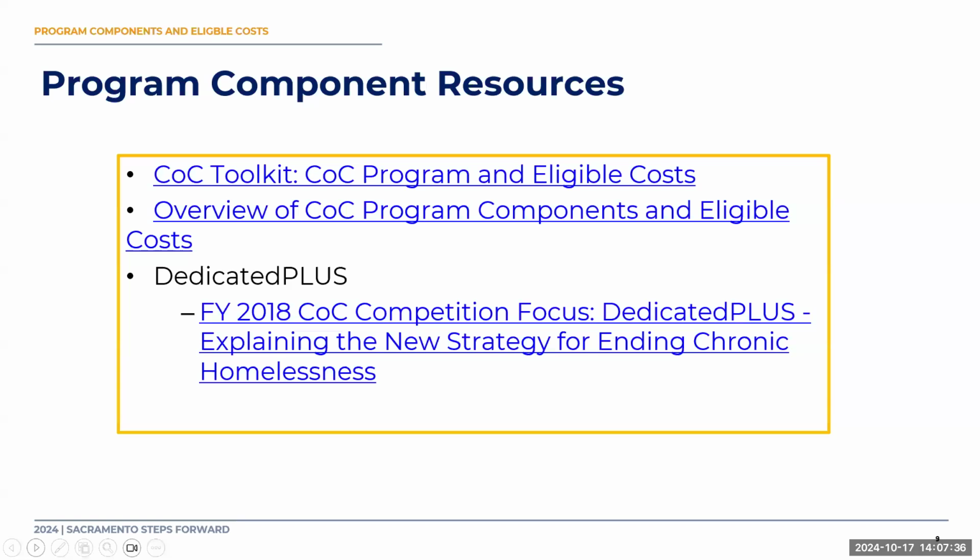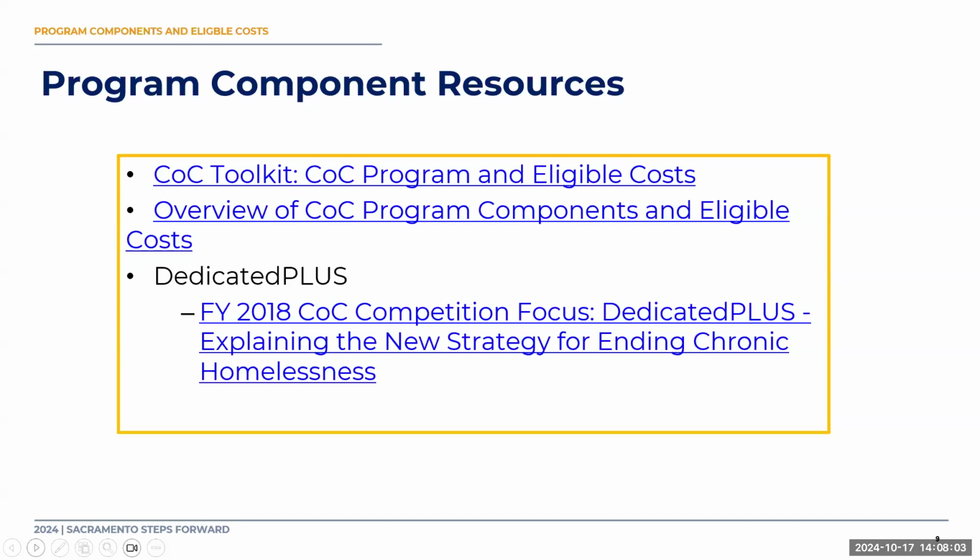So, again, that was just a really brief overview. Session one has more information, but we also are providing some links here that have information about the program components, eligible costs, which we'll be going over next. And it also includes information about the joint transitional housing rapid rehousing project type because we aren't covering it in this session.